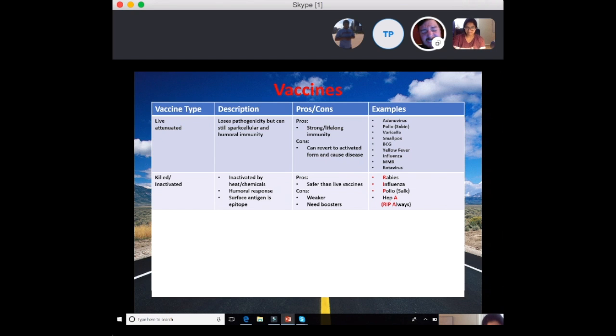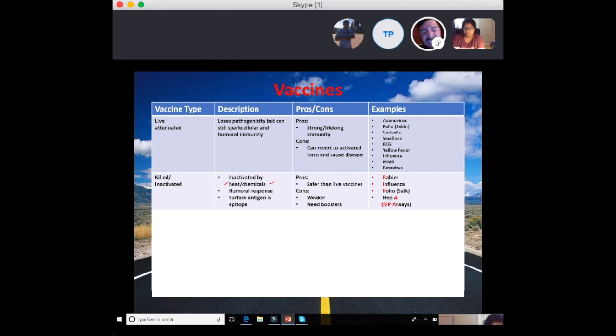So next we have the killed or inactivated. And this is when they take the offending pathogen and then they inactivate it by either heating it up till it's dead or chemically make it inactive. So again, it causes a humoral or memory response, and the surface antigen is the epitope. The epitope, as we know, is the area or the spot where a piece of what attaches to the antigen or antibody binding site.